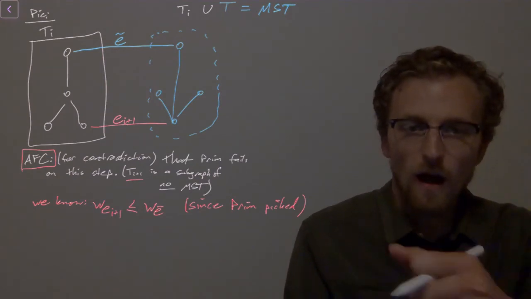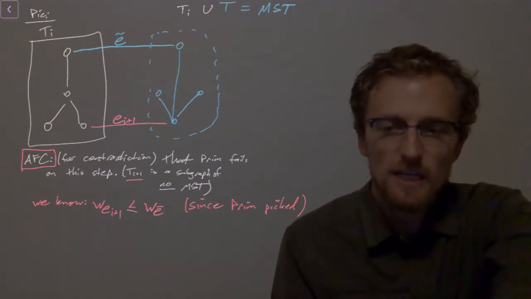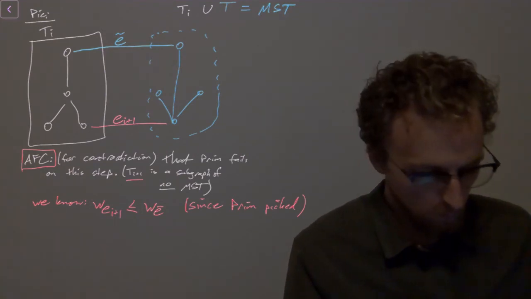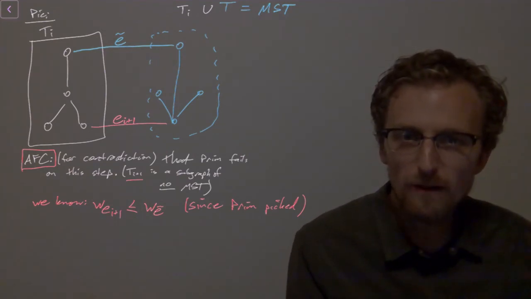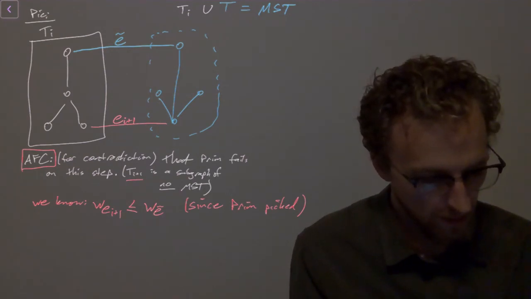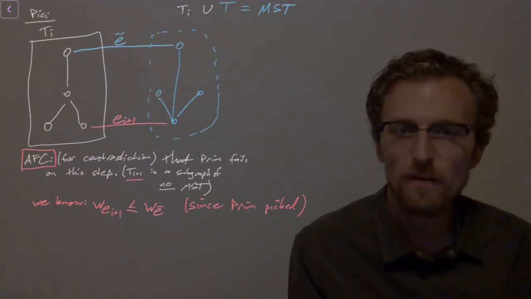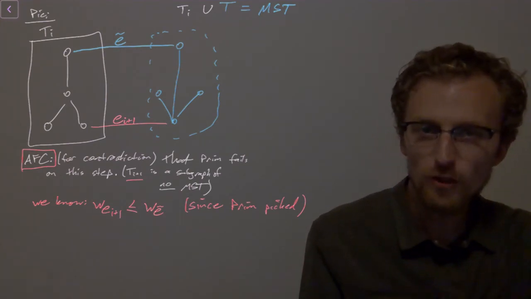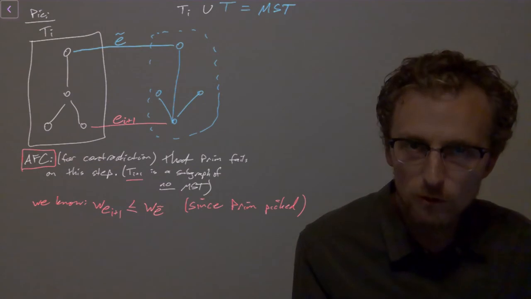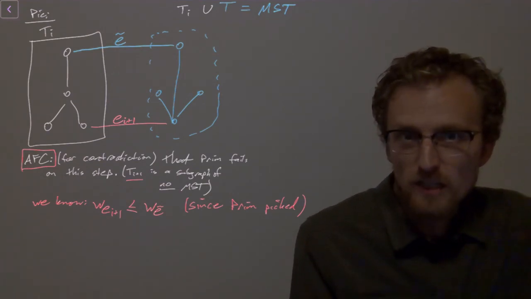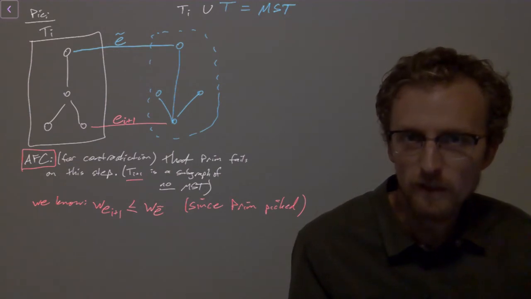Okay, so let's think now about what the next step is. Let's think about what it means for the weight of that edge that Prim added to be less than the weight of E wiggle. And let's think about this blue spanning tree. We know that the white tree union with the blue tree is a minimum spanning tree. Why do we know this? This was the assumption upon which our entire argument is based.